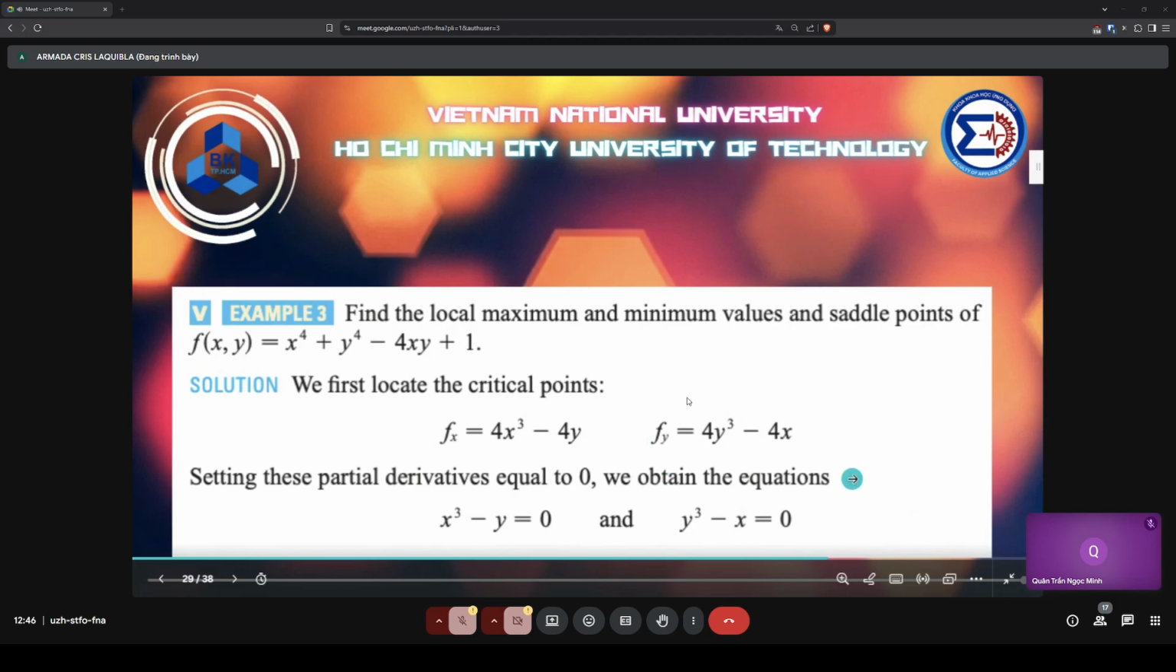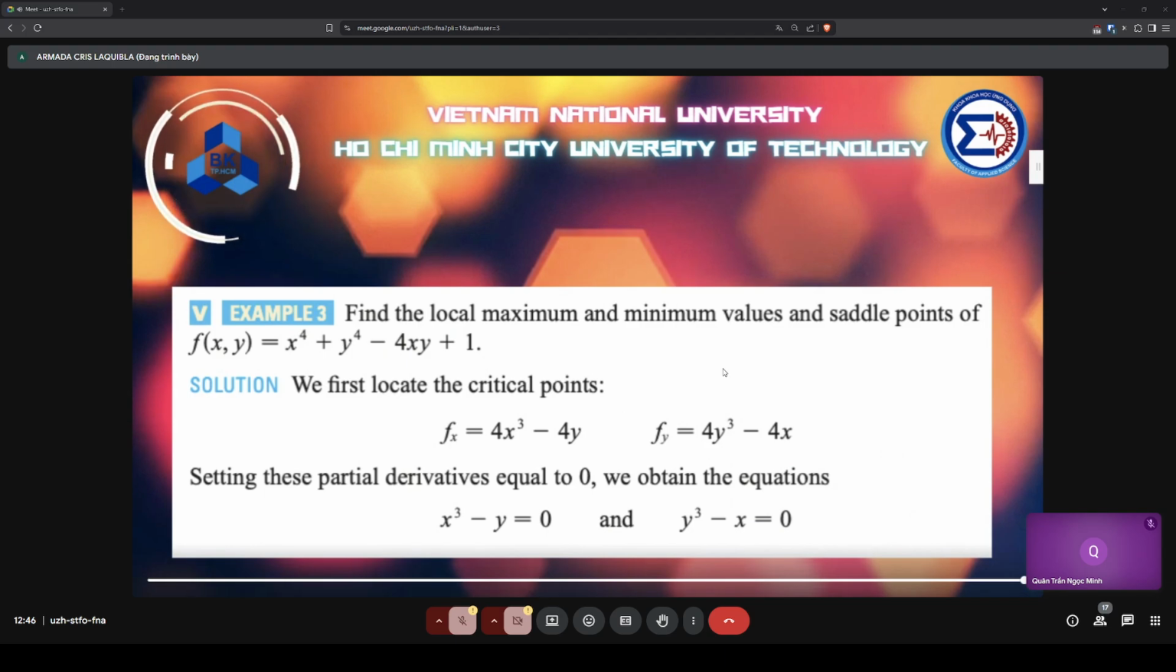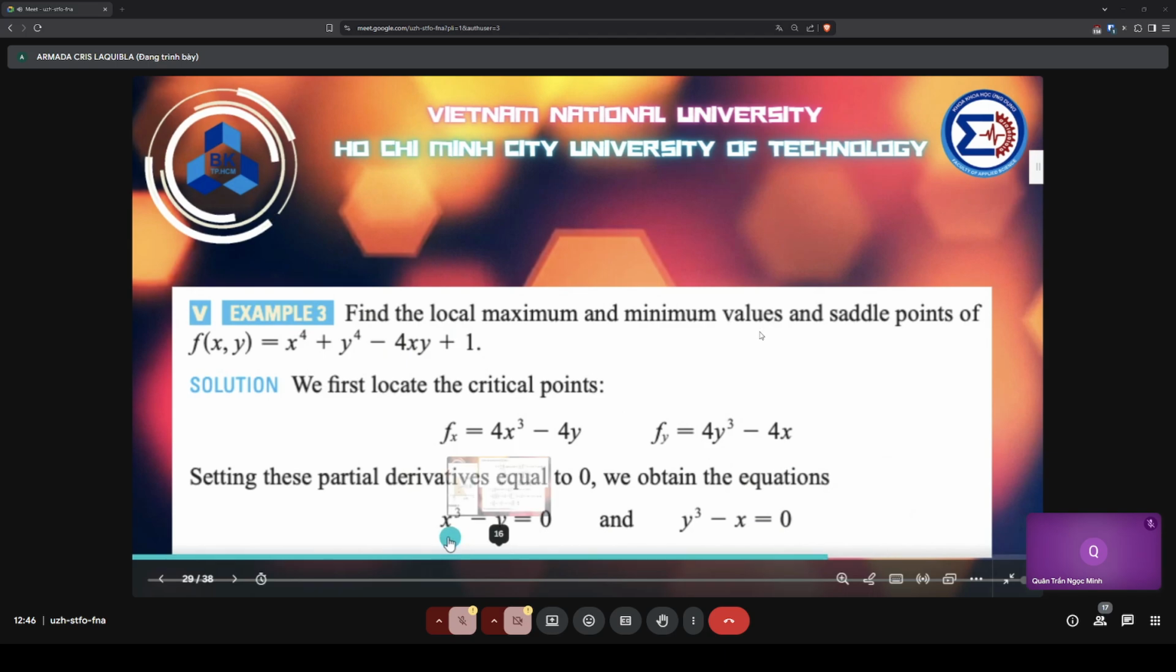Equate them to 0. Please do the second step: after finding your fx and fy, you equate them to 0. And then what happened here is they divided all of the terms by 4. So we have x^3 - y = 0, and y^3 - x = 0. Now what to do now? You have to get the values of x and y there. Okay, what do you think is the value of x and y there?